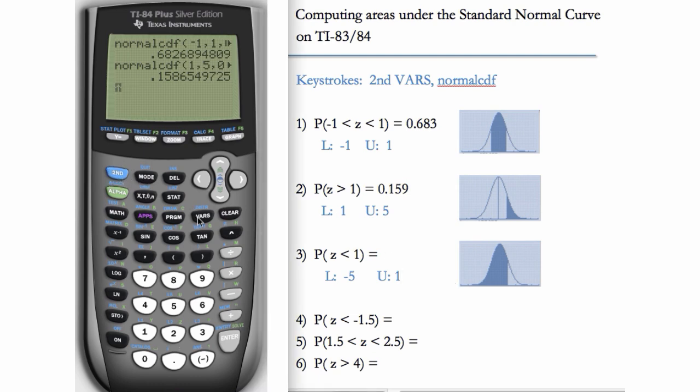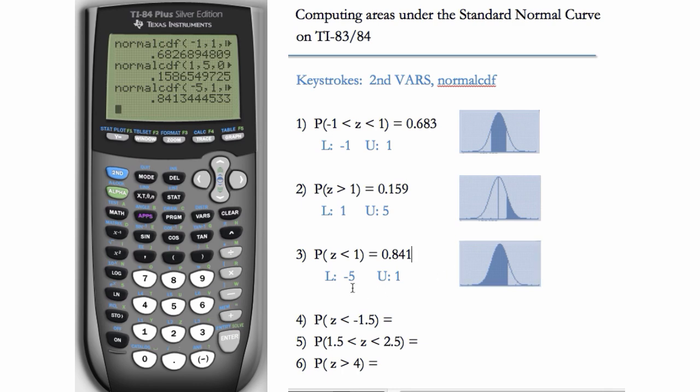So let's go to second distribution, normal CDF, lower bound is -5, upper bound is 1, and we get the complement of this. So let's call that 0.841.